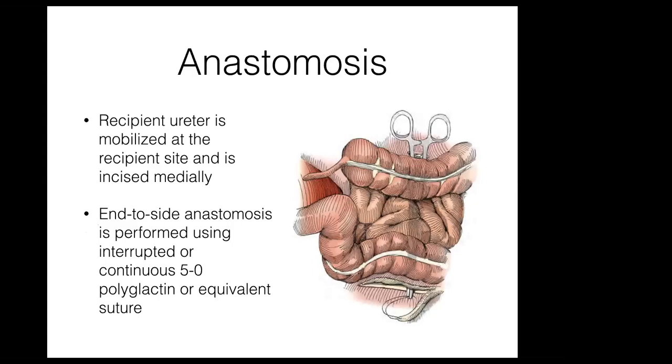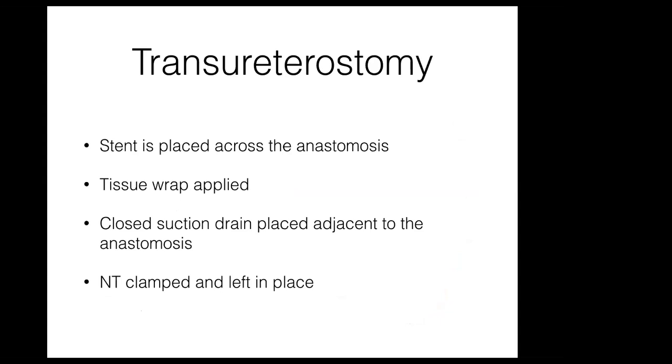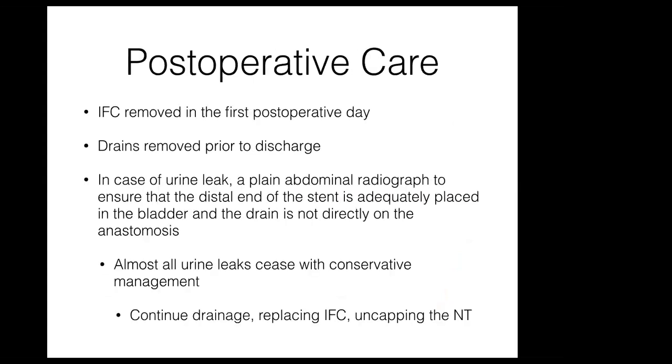So the recipient ureter is then mobilized at the recipient site or on the contralateral side and incised on its medial side. An end-to-side anastomosis is then performed using interrupted or continuous sutures using 5-0 polyglactin or Vicryl sutures. Then a stent is placed across the anastomosis, the UU tissue wrap is applied, a closed suction drain is placed, and the NT is clamped and left in place.